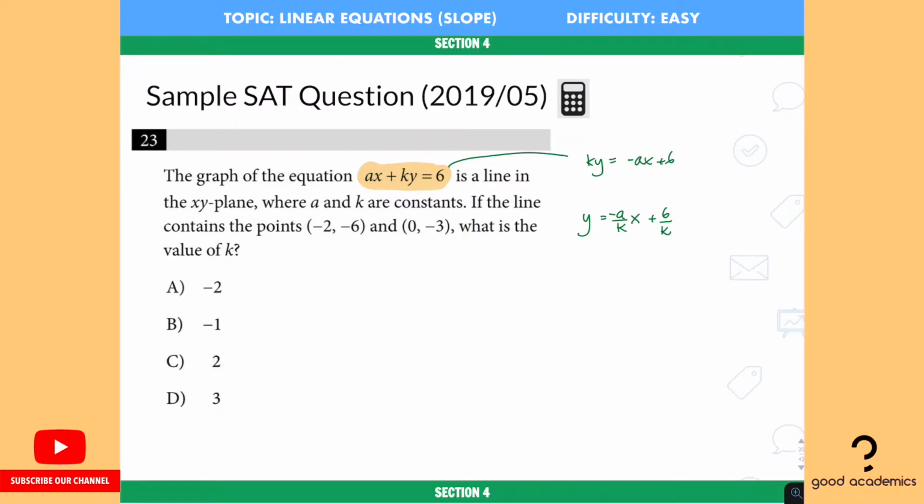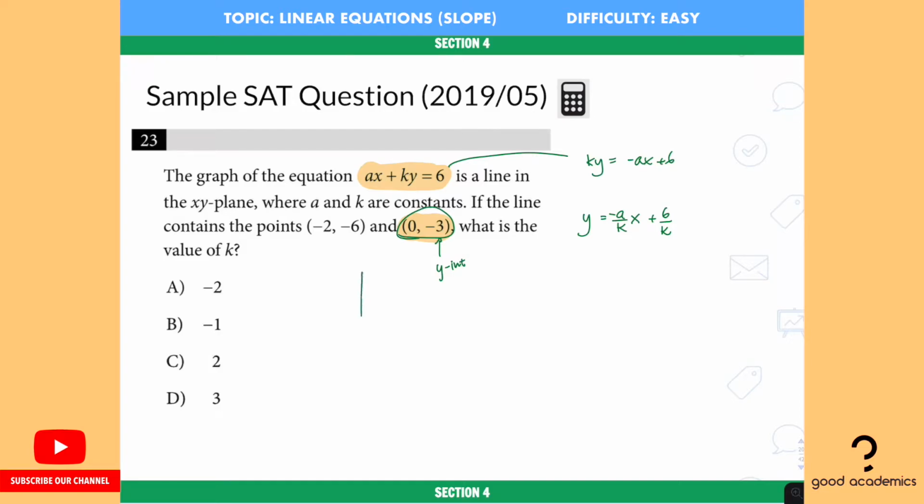Now, if you look at the 2 points that are given, I hope that this point right here, the (0, -3), would ring a major bell in your mind because it is the y-intercept. So the y-intercept is -3. Okay, this is the y-intercept right here.